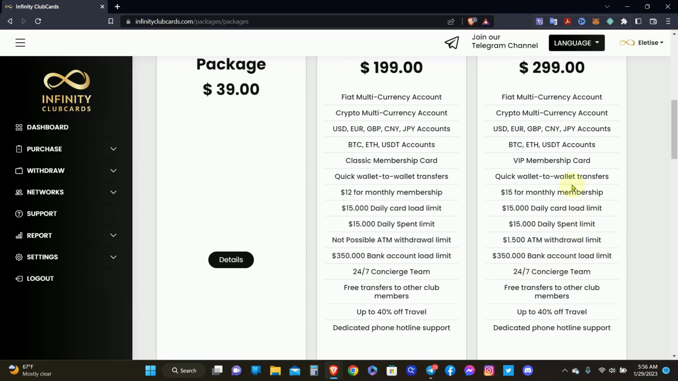Okay, so this right here is pretty much the same card as the virtual card, except that this is the actual physical card. So, of course, the monthly membership is going to be a little bit higher. It's $3 higher. And also you get the ATM withdrawal limit. But everything else remains the same compared to this one.